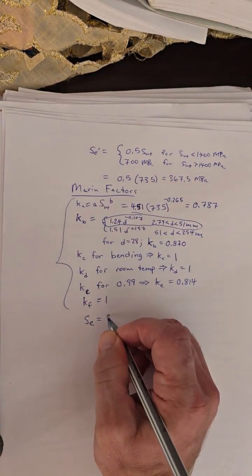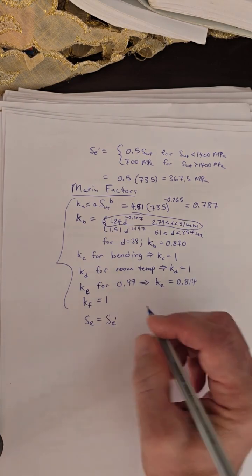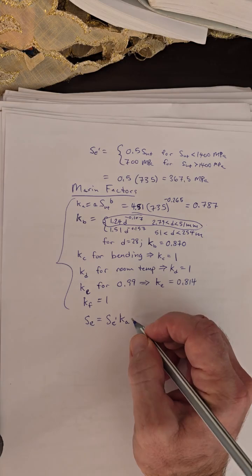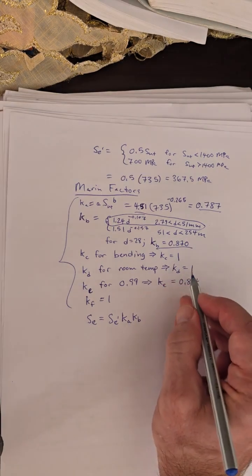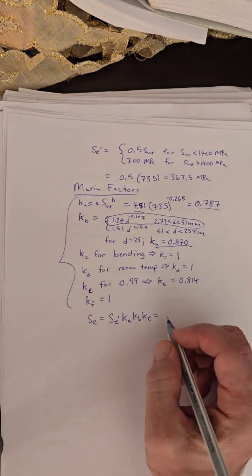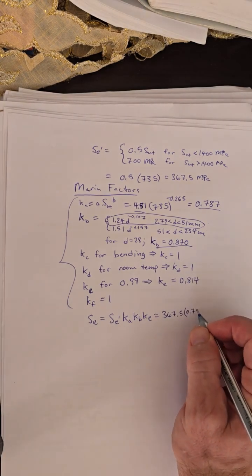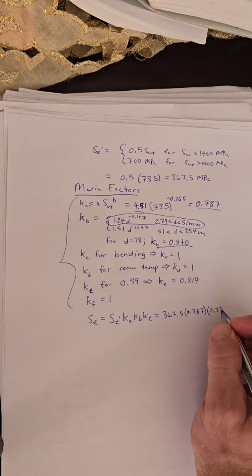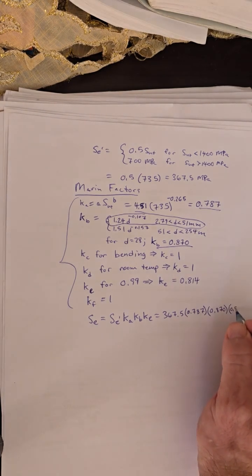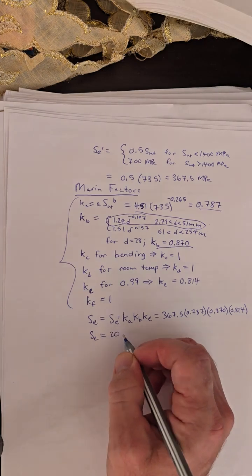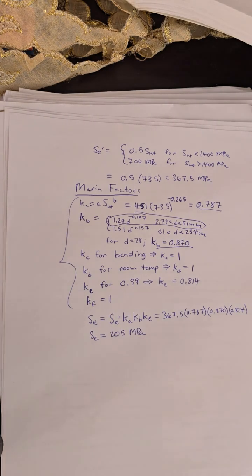We use our Marin factors to multiply by S sub E prime. Which ones had a value other than 1? We had Ka, Kb, Kc, Kd is 1, Ke. So that is 367.5 times 0.787 times 0.870 times 0.814. The result for SE is 205 megapascals.